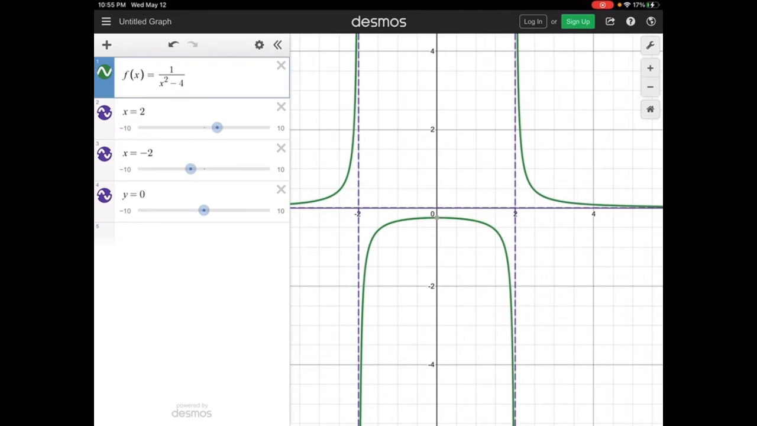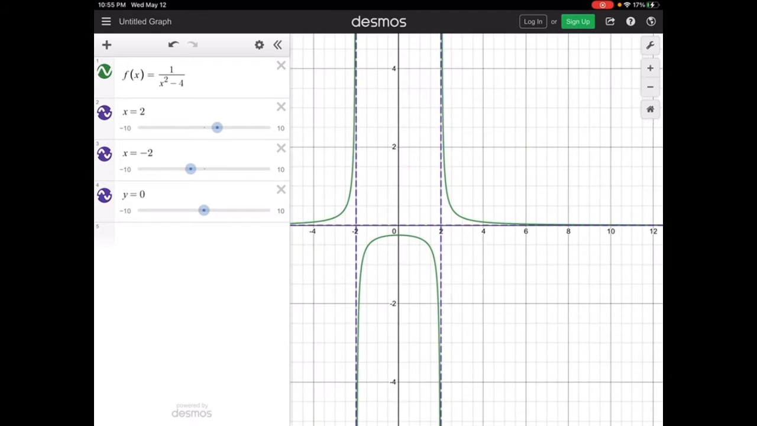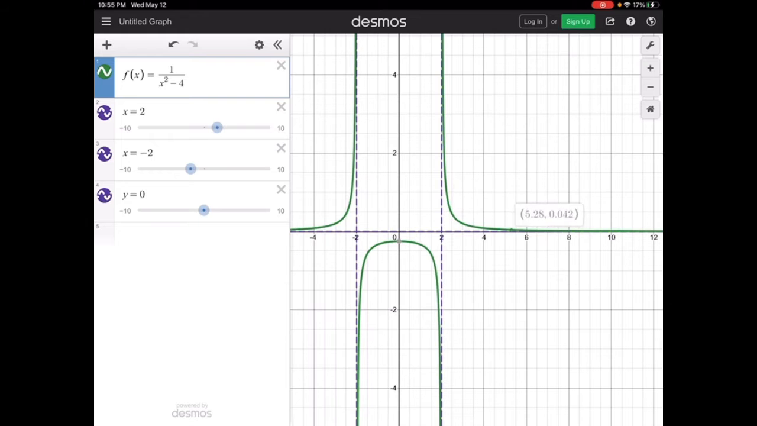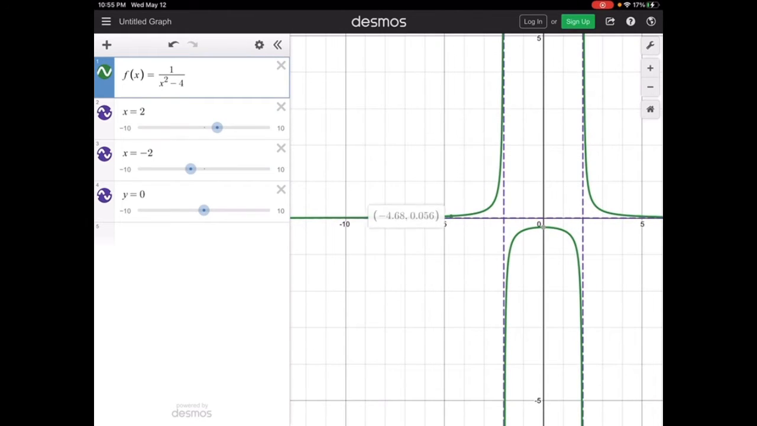So as you can see, as x is getting larger, it's going to the right, and it's going towards that 0 value. And the same thing happens if you're going to the left. If you're going to go towards that 0 value for y.